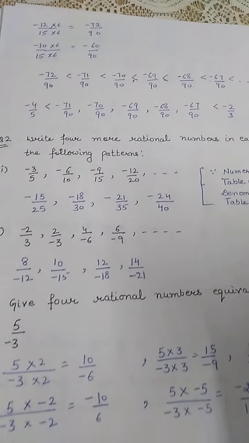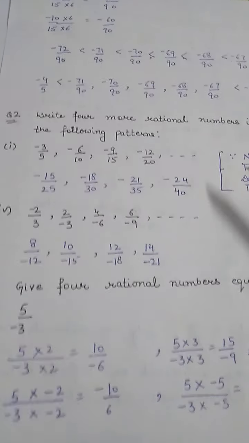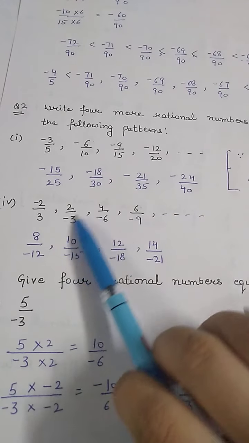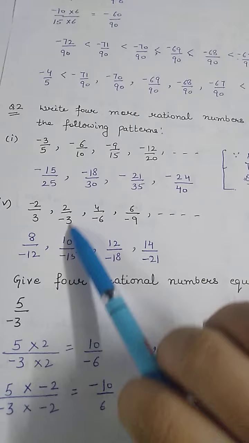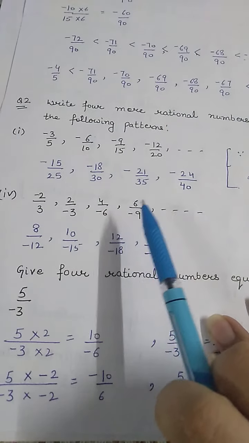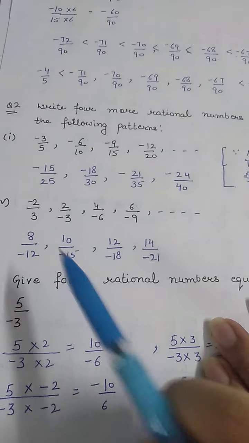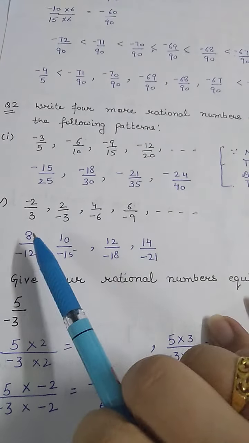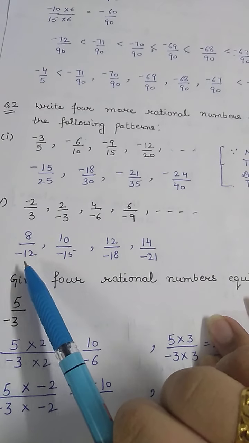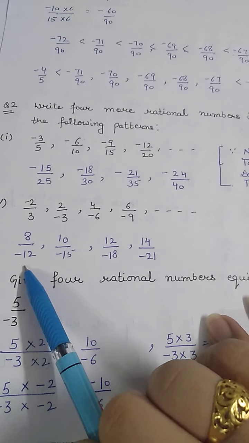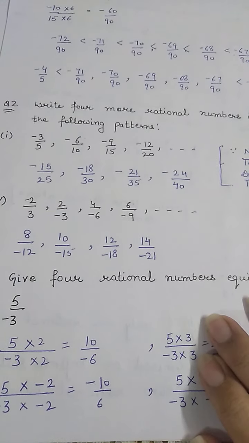So now here the next example. Minus 2 by 3, 2 by minus 3, 4 by minus 6 and 6 by minus 9. These all are equivalent fractions. You can see that because after cutting it you will get 2 by minus 3 only. So now you can see these all are the multiples of 2 and these all are the multiples of minus 3. So next multiple of 2 is 8, then next 10, then next 12, then 14, and in the denominator after minus 9 what will come? In the table of 3, minus 12, minus 15, minus 18 and minus 21.